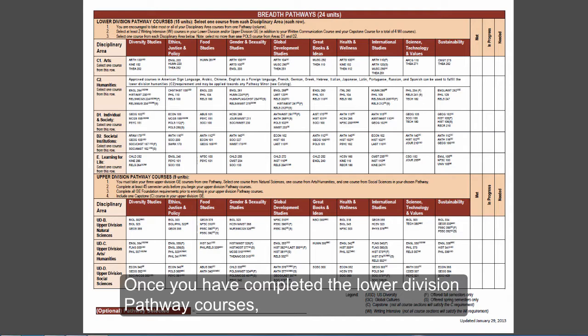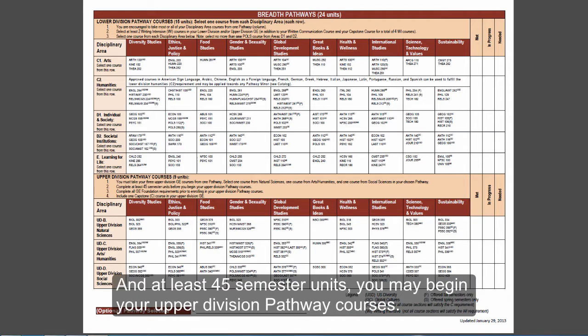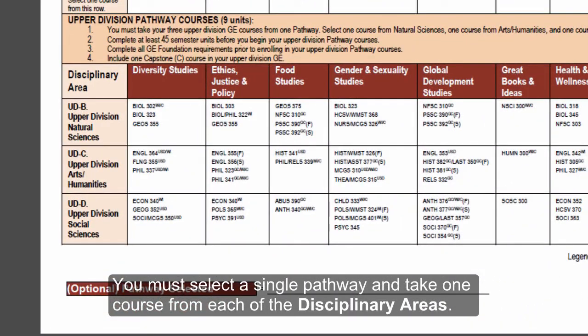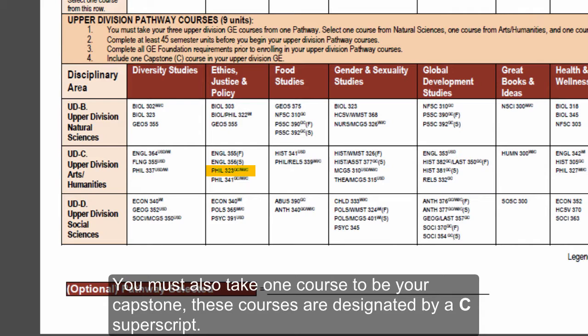Once you've completed the lower division pathway courses and at least 45 semester units, you may begin your upper division pathway courses. You must select a single pathway and take one course from each disciplinary area within that pathway. You must also take one course to be your capstone. These courses are designated by a C superscript.